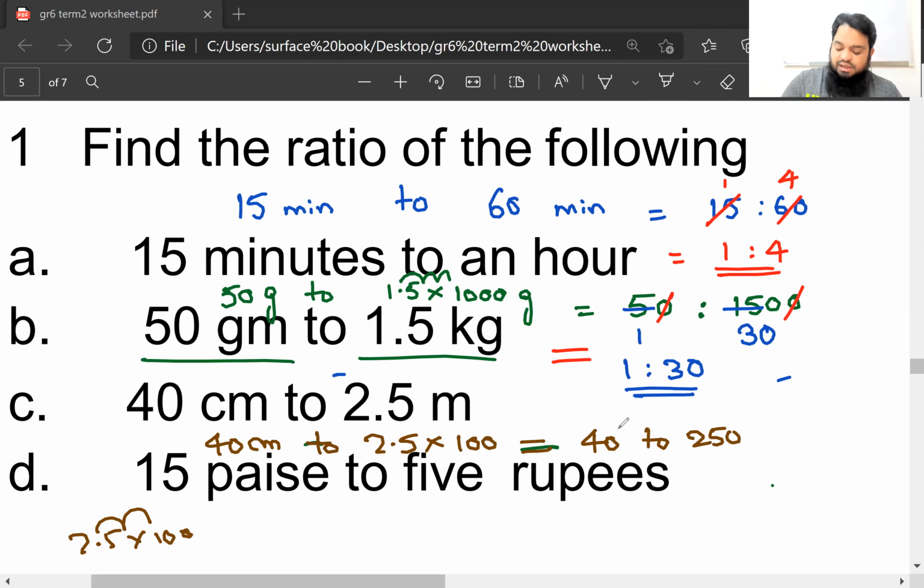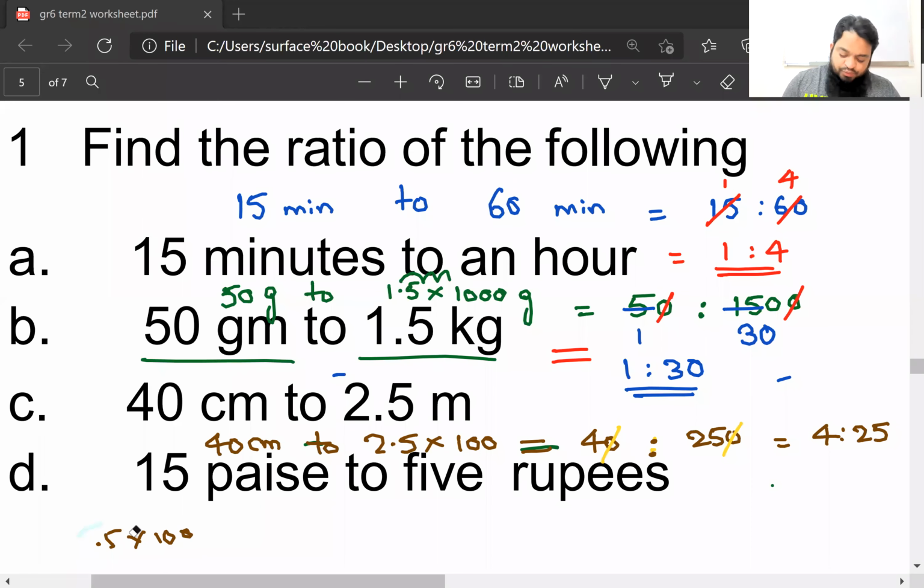Now let us cancel it. Cancellation is very easy. Tens and tens get cancelled, and, sorry, I have made one mistake over here. Instead of writing a colon-less form, you have to write the symbol of ratio, is to. So 4 is to 25. Is there any common factor for 4 and 25? No. So that is the simplest form.